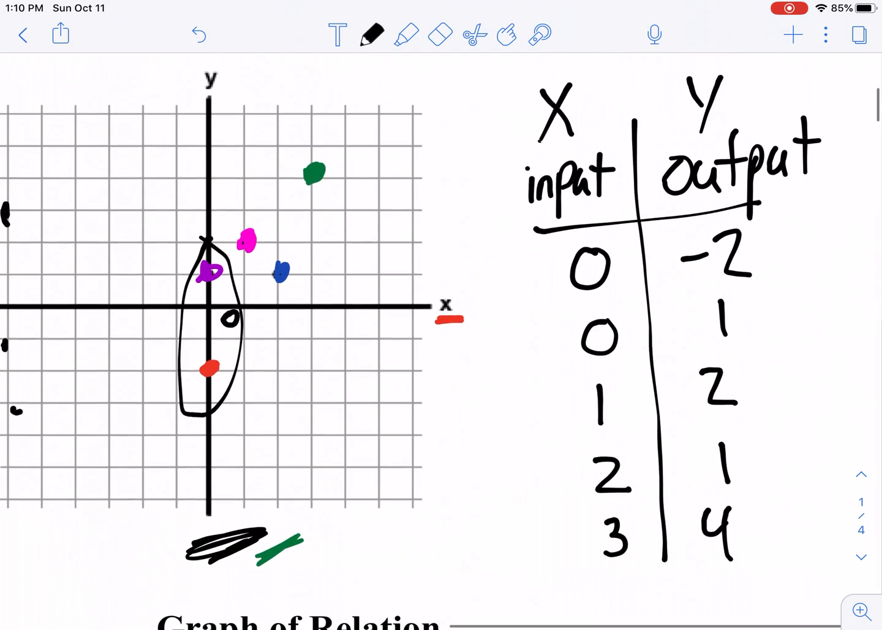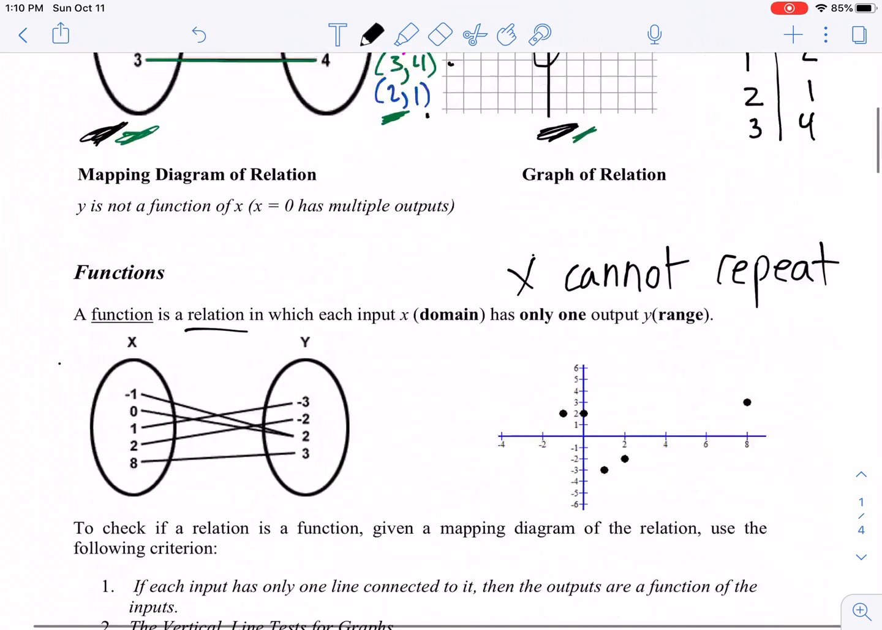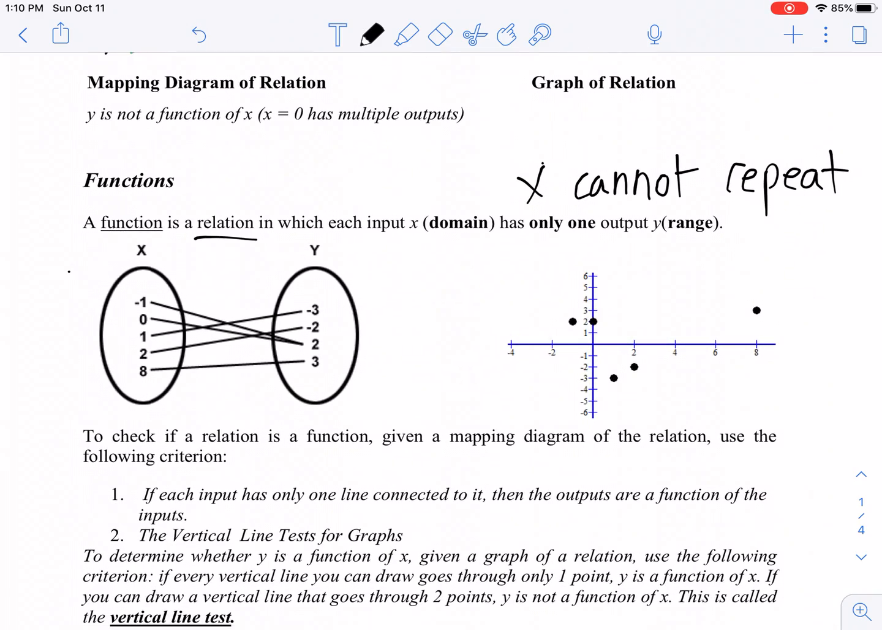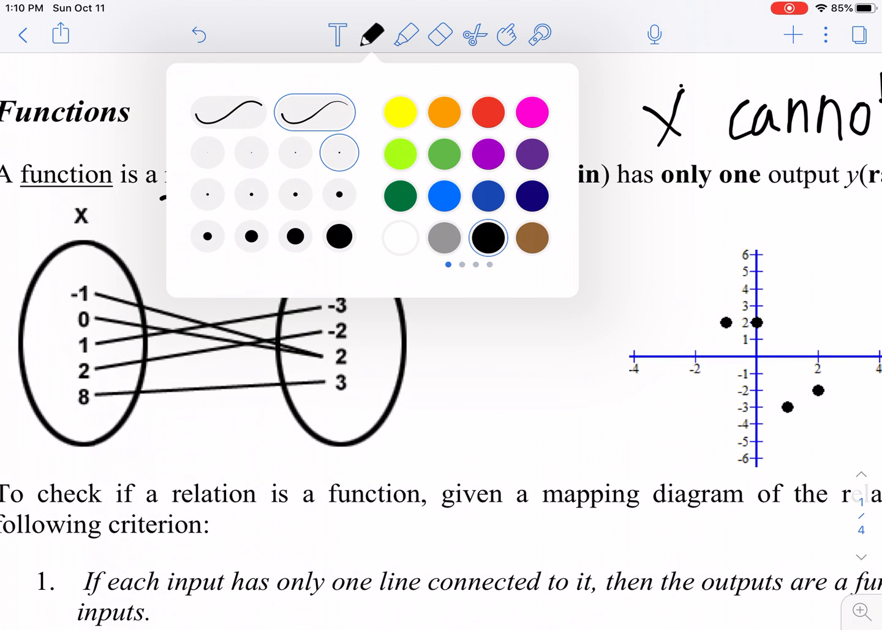Not a function. Does 0 repeat on my table? Yes, right here. If it repeats in the x, not a function. Is it okay to repeat for the y's though? Yes, and we'll see that here in a second. Okay, so let's look at this guy over here. Okay, so again, this guy right here, let's see if this is a function.